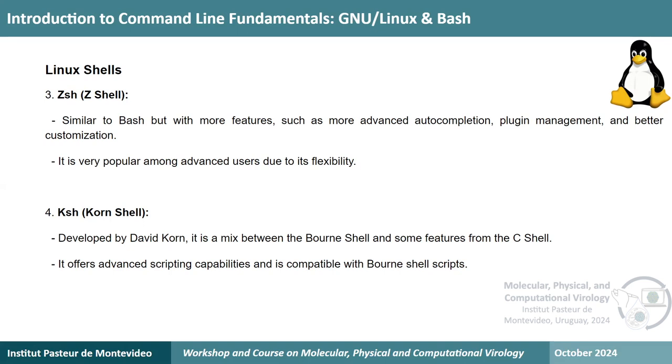Then we have the Korn shell, or ksh. Ksh blends features from Bourne and C shells, known for its strong scripting capabilities, and it handles arrays and functions efficiently, making it ideal for complex automation tasks and compatibility with other Unix scripts, for example. Both of those shells offer unique features, letting users tailor their command line experience to match their needs and workflow.